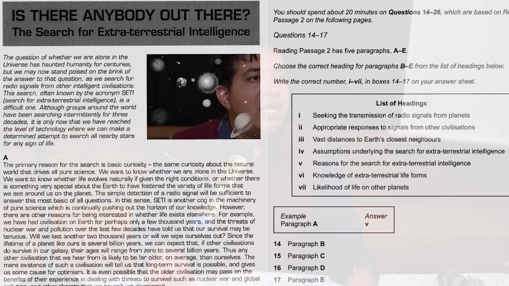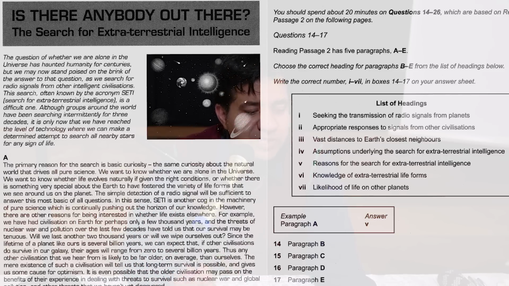But before we start, we will do the same skimming of the passage. So please come to page number 22. The title is "Is there anybody out there?" Out there means in space, and they have given pictures of planets. The search for extraterrestrial intelligence. Extraterrestrial intelligence means, what do we call those? Aliens, yeah. Aliens or other people on other planets. This is what they believe.